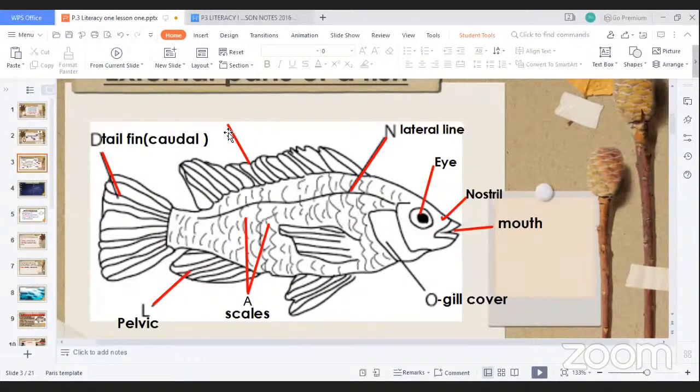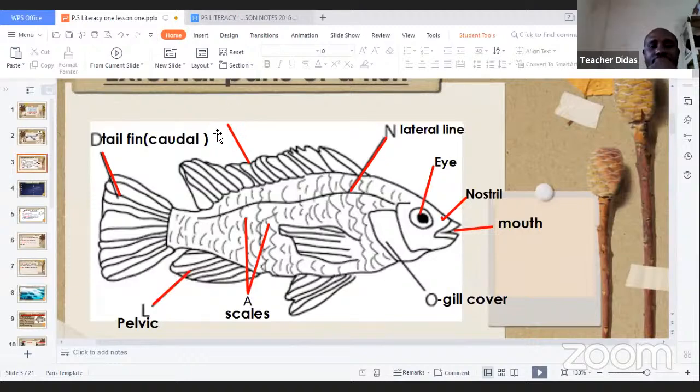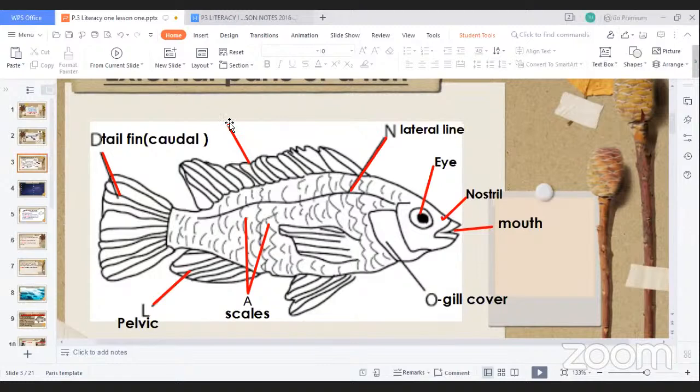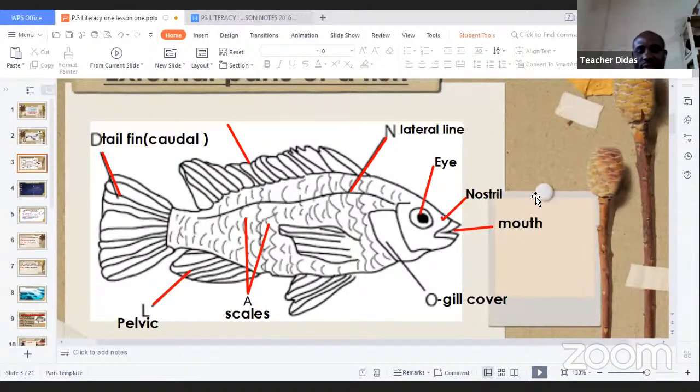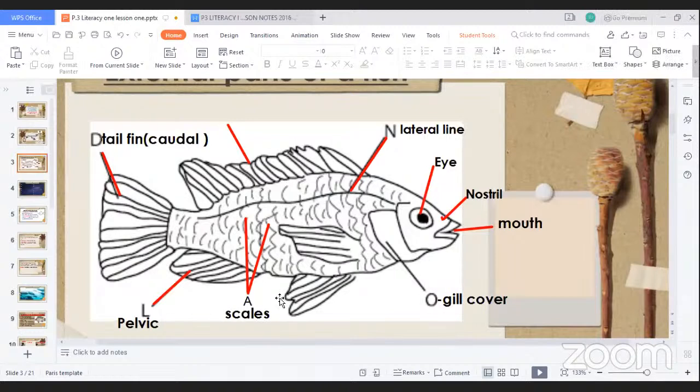I have this part here. Do you know this part? Are you seeing the part which is here? What name is given to that part? Oh, JR is there. So you can send me some answers in the chats and tell me, teacher, according to what I know.